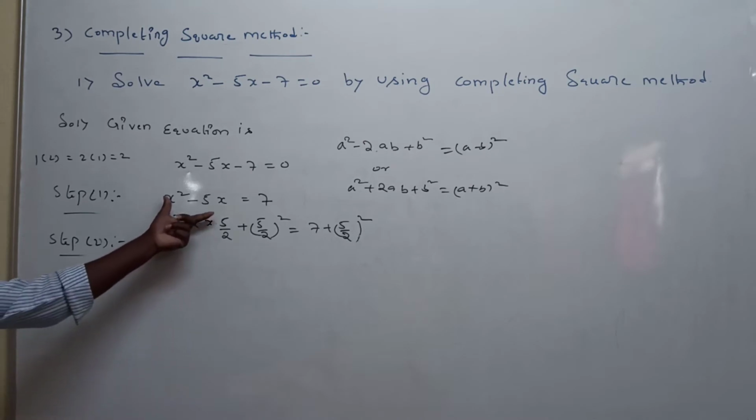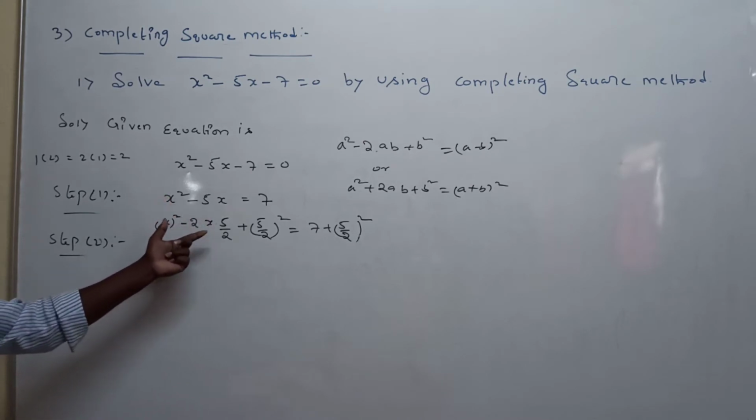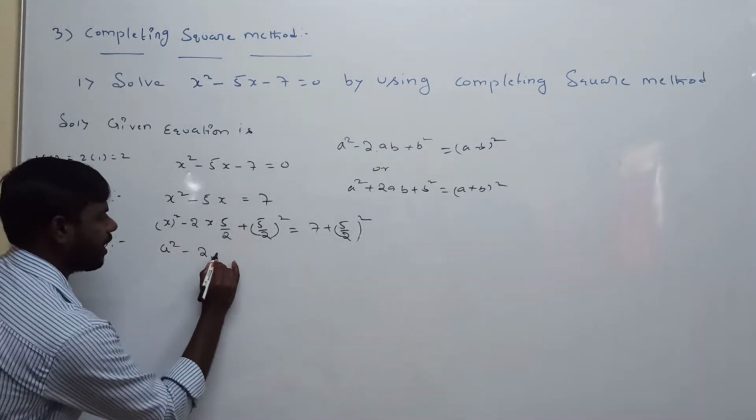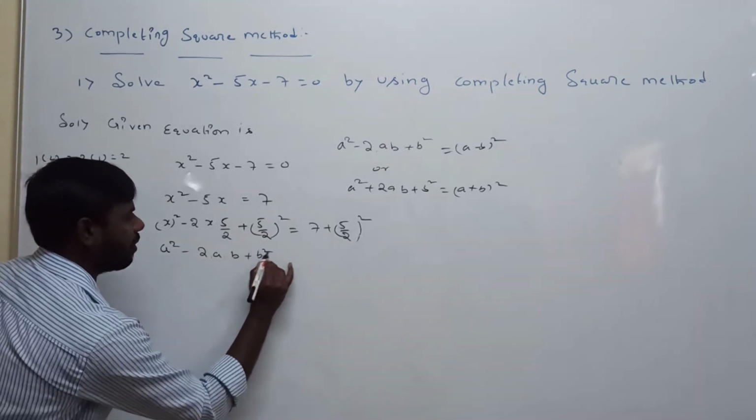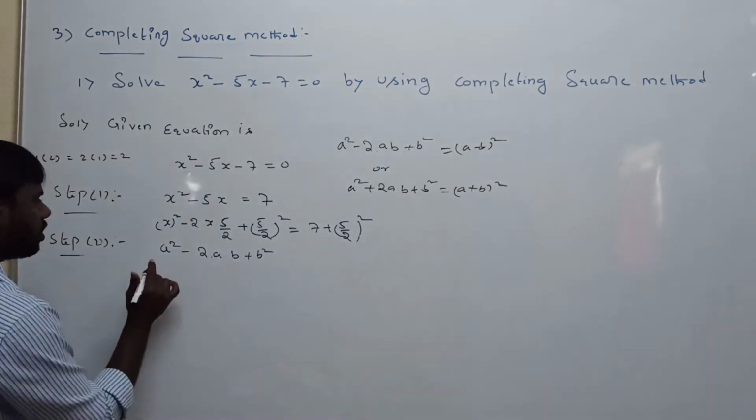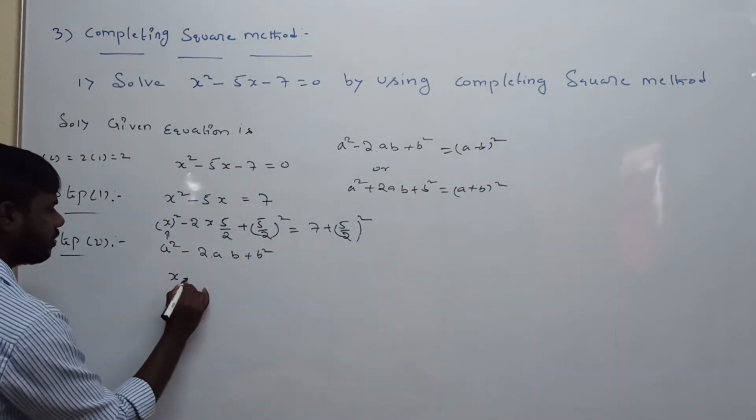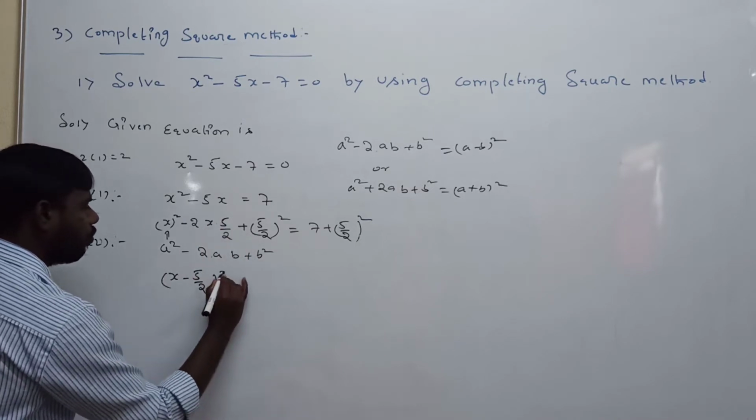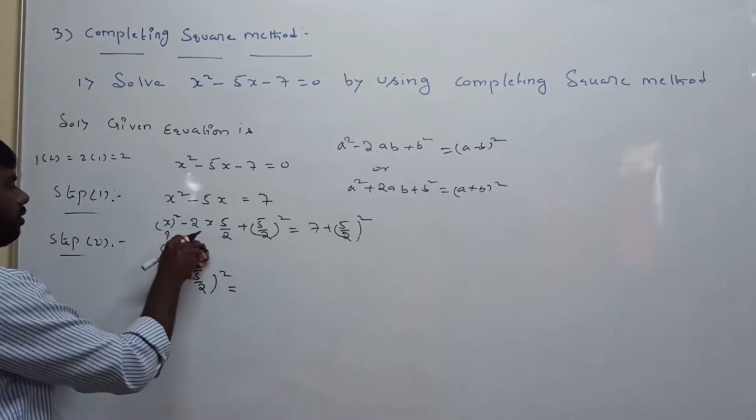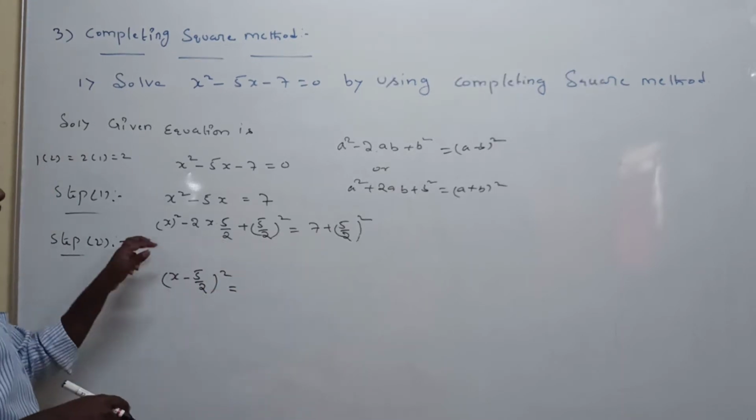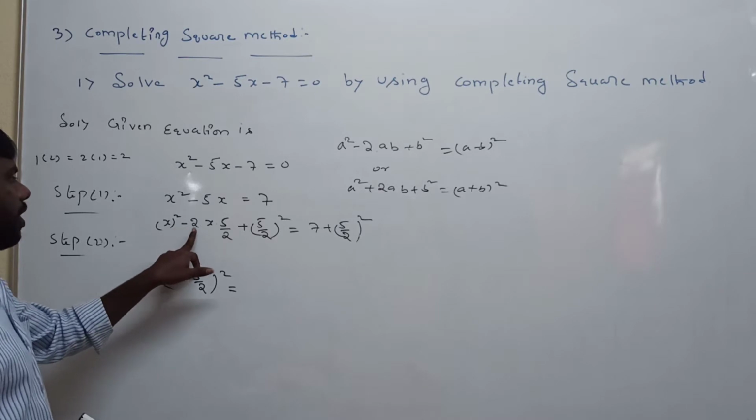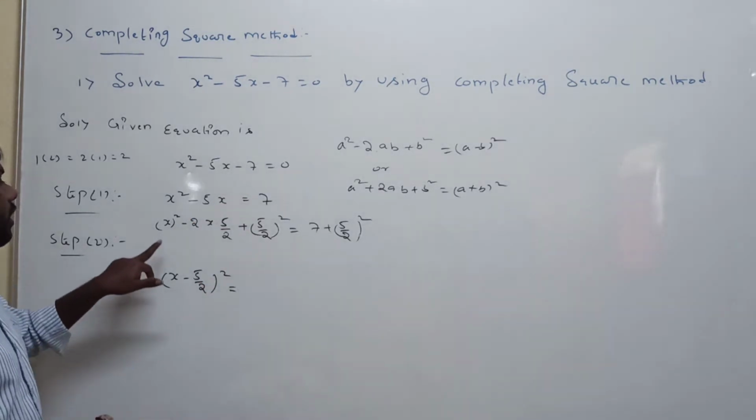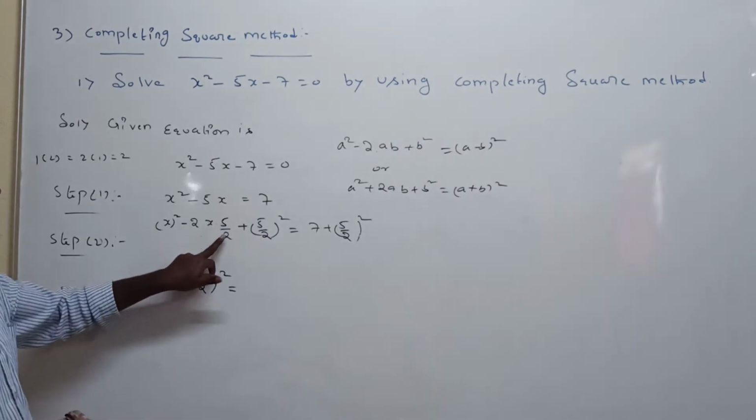That's why this whole function converts to a square minus 2ab plus b square. This form, a square minus 2ab plus b square, can be written as a minus b whole square. A is nothing but x, b is nothing but 5 by 2. So x minus 5 by 2 whole square is equal to... everyone understood how to write this one? This form a square minus 2ab plus b square can be written as a minus b whole square, with a replaced by x and b replaced by 5 by 2.